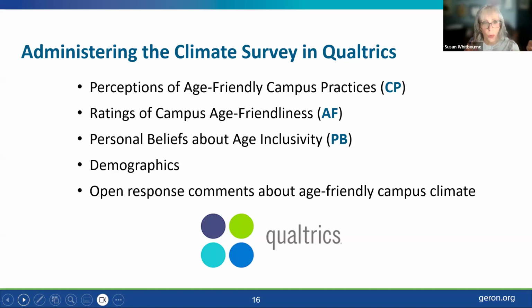So it has a series of questions about age-friendly campus practices, called CP, and there are quite a few of those. As you'll see, the way they're worded depends upon who's actually getting the item. So there's a nuance there in the wording, but all of the campus practice scales cover those 7 domains. Then there are the attitudinal questions: campus ratings of campus age friendliness, which is a 10-item scale, and personal beliefs about age inclusivity. You'll be seeing examples of all these items as well. Those are people's feelings about having people of different ages in class, and taking workshops about aging, etc. There's a section on demographics, and then importantly, open response comments, where people can say whatever they like about the age-friendly campus climate. And those can be very, very informative.